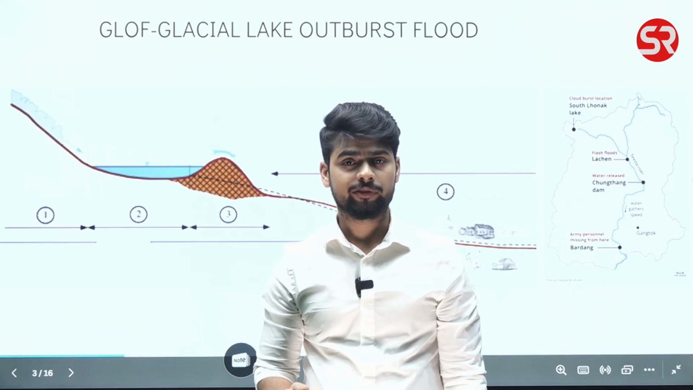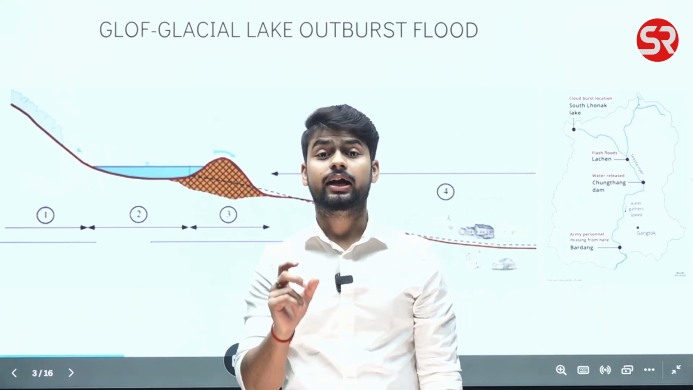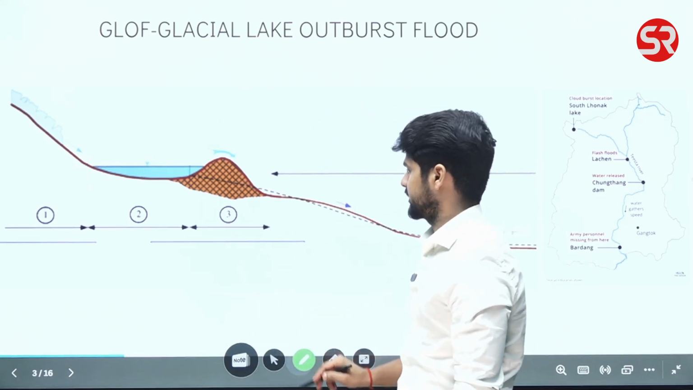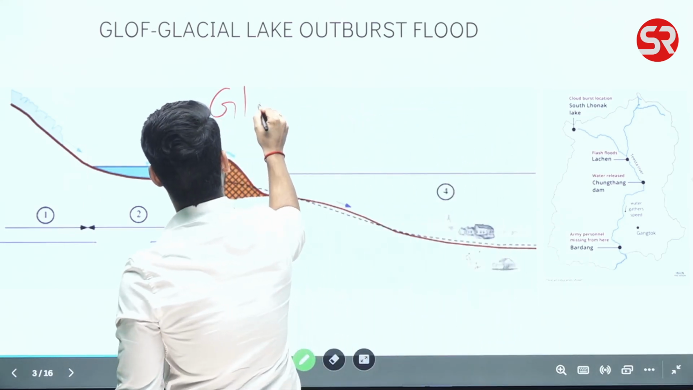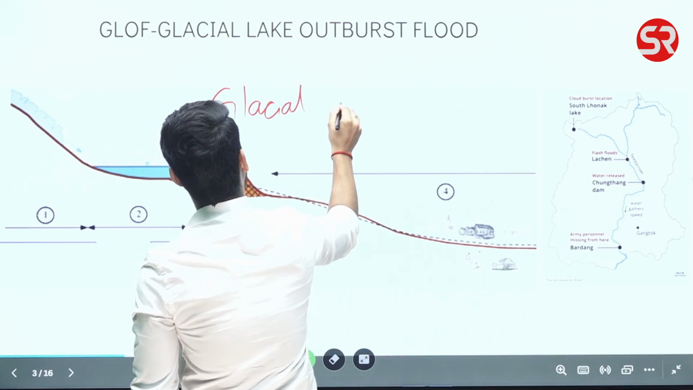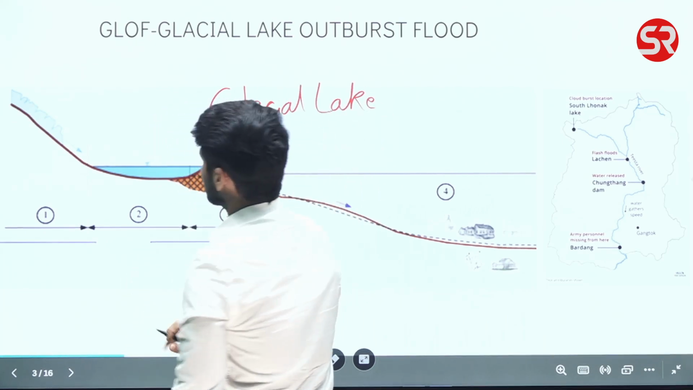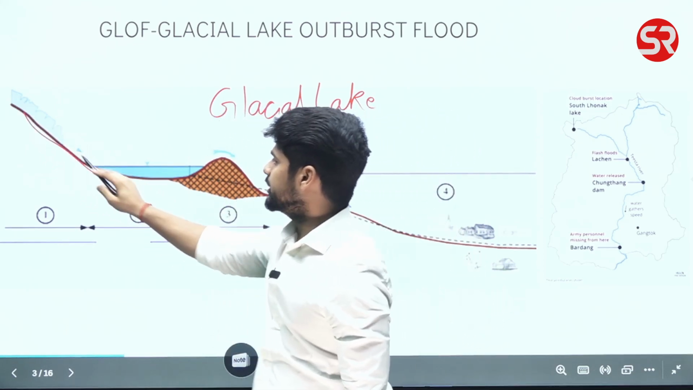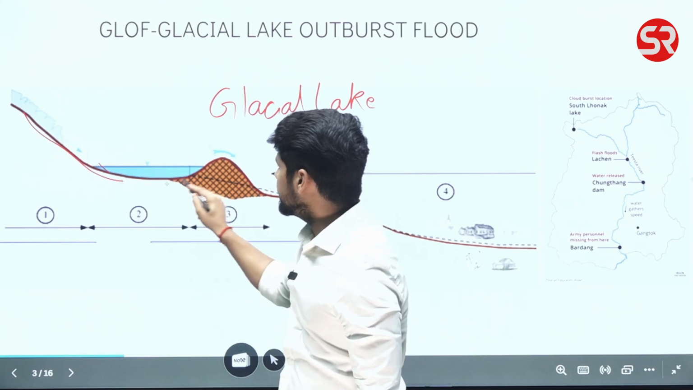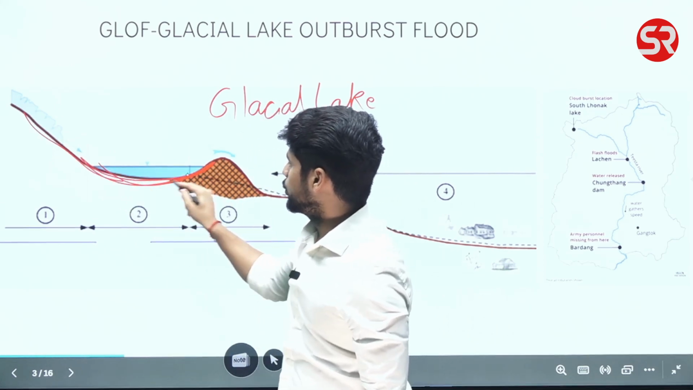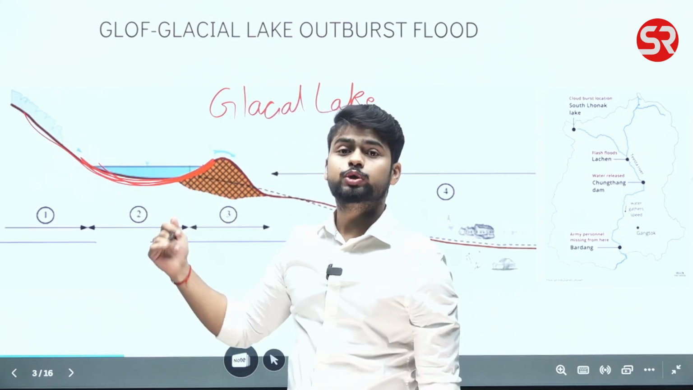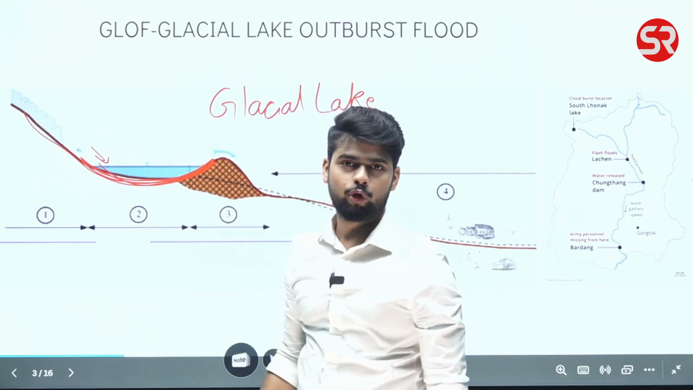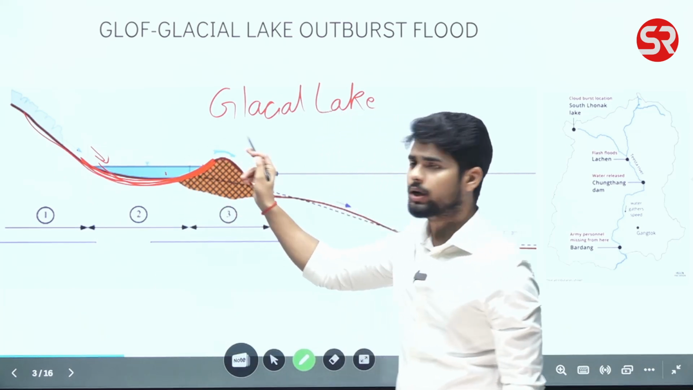Now what is GLOF? Before understanding GLOF, understand what is a glacial lake. Okay, let's start from basics. Have a look at this picture. You can see in the mountains, near the glacier, if you have certain depressions, low-lying areas, because of the melting of ice or snow, what will happen? They will get filled with water, forming a lake. Such a lake is called a glacial lake.